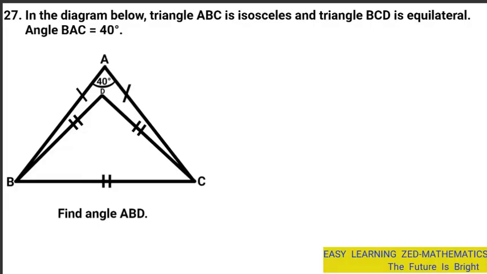Question 27 was, in the diagram below, triangle ABC is isosceles and triangle BCD is equilateral. Angle BAC is equal to 40 degrees. You need to look at the diagram below, which has got two triangles, and you need to take note that you know all the details. And then the question is find angle ABD.